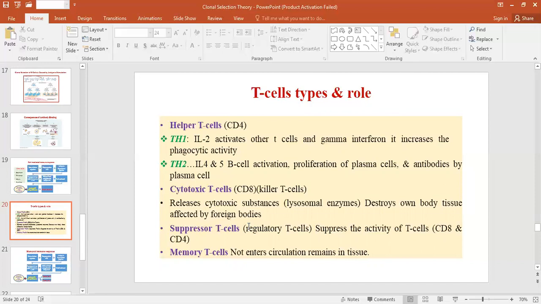The cytotoxic T cells, which are CD8 plus T cells, release cytotoxic substances, mostly lysosomal enzymes, and destroy own body tissue affected by the foreign bodies. The other type is the suppressor T cell. The regulatory T cells suppress the activity of both types of T cells, the helper T cells as well as the cytotoxic T cells. The last one is the memory T cells, and these cells never enter circulation, so they remain in the tissue.